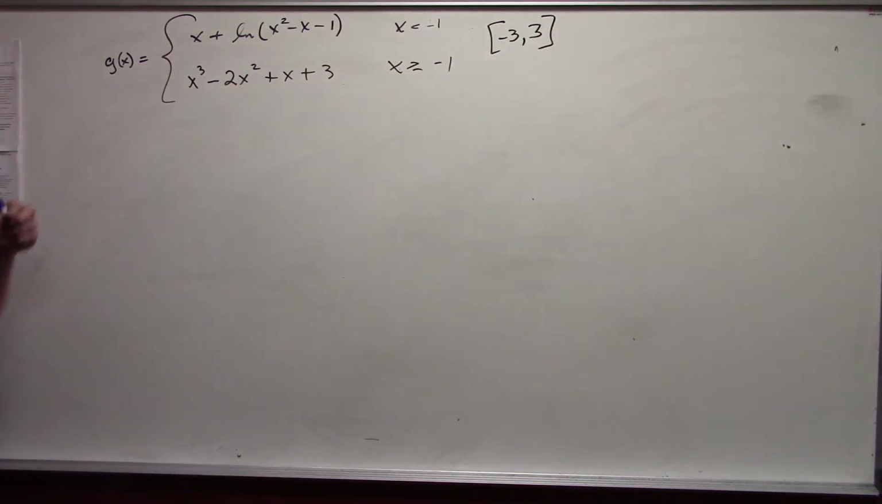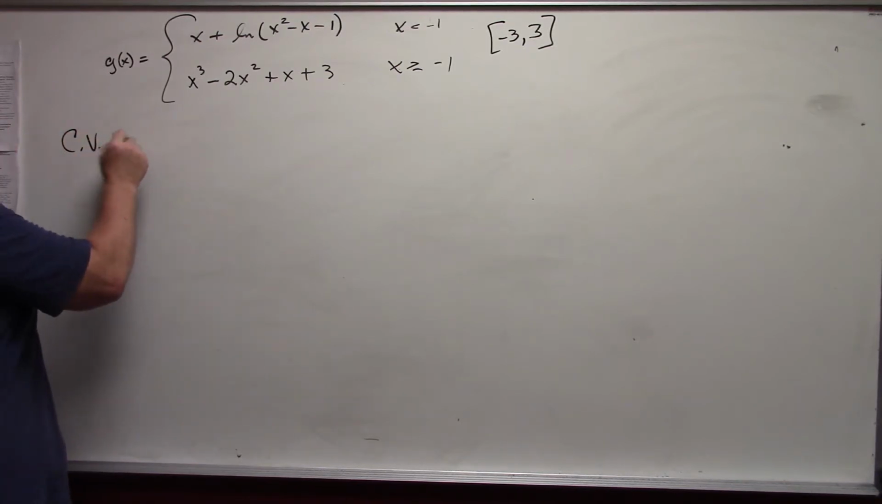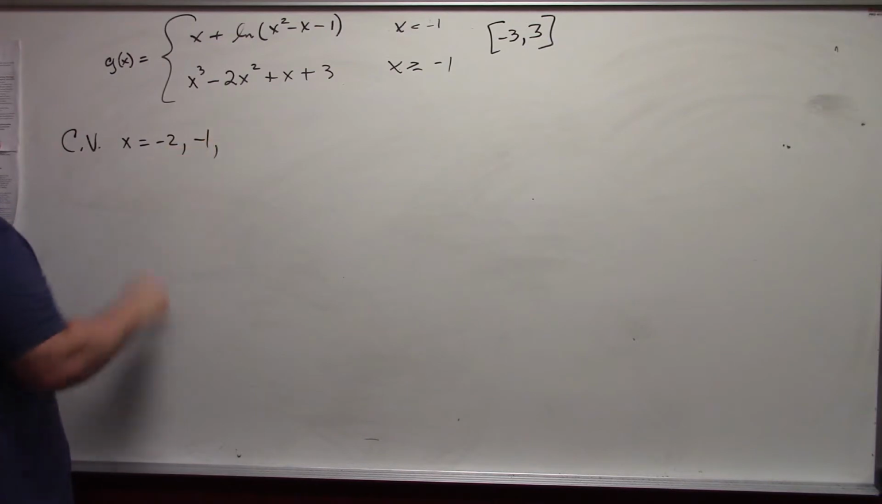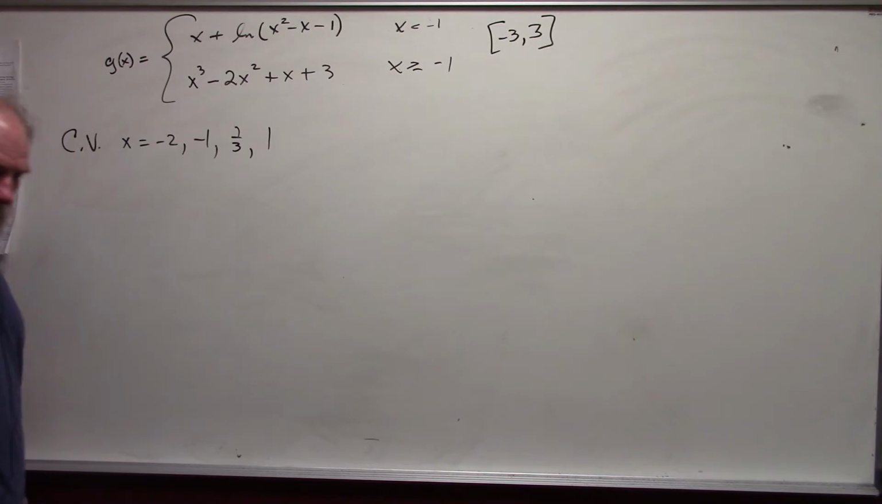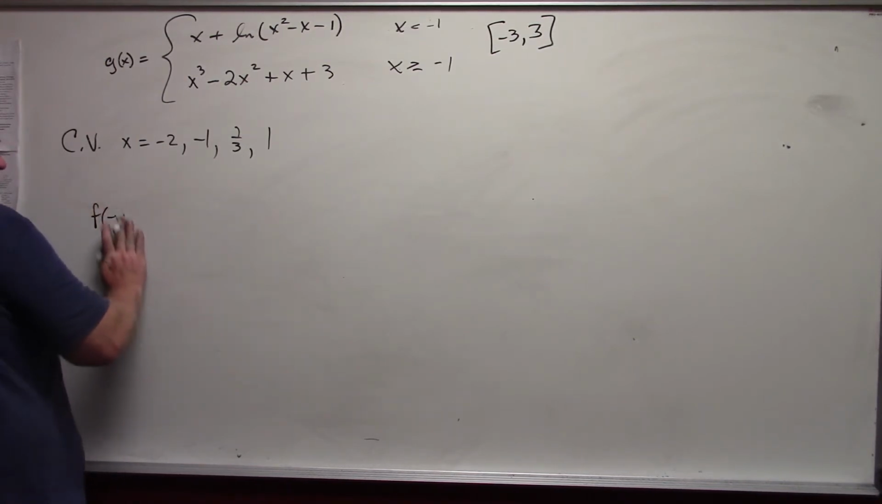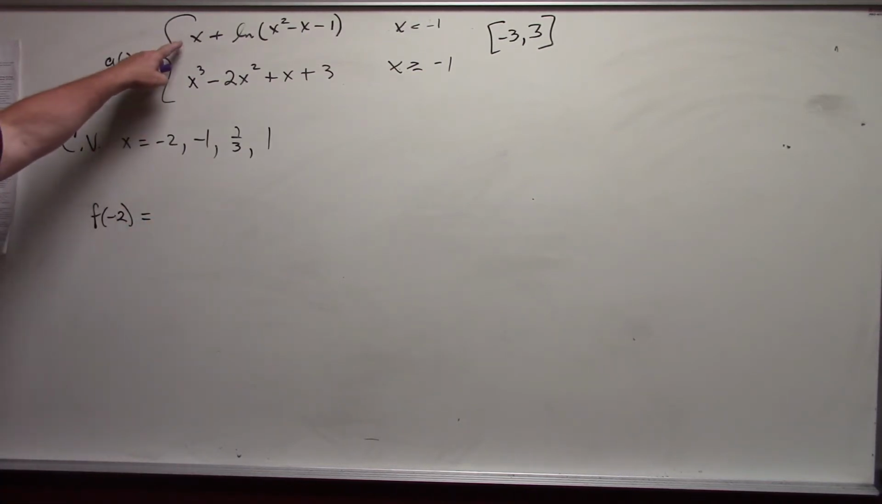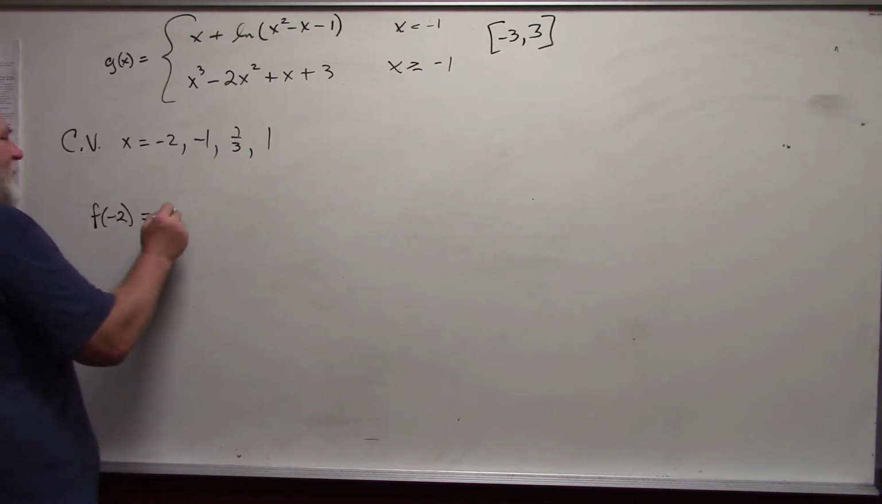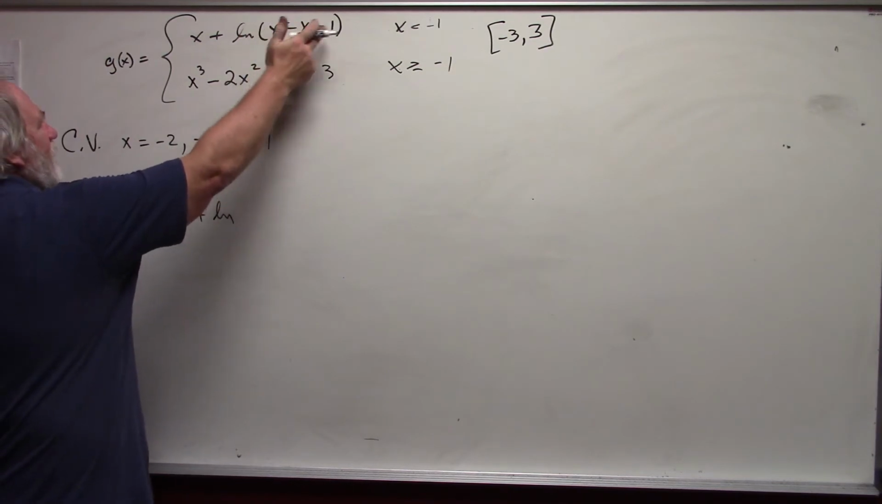And remember our critical values that we determined last time were x equals negative 2, negative 1, 1/3, and positive 1. There were 4 critical values. And so I'm going to end up with 6 values to compare at the end. f of negative 2, make sure we put this into the correct piece. That would be the top one in this case. Negative 2 plus the natural log of 4 plus 2 is 6 minus 1 is 5.